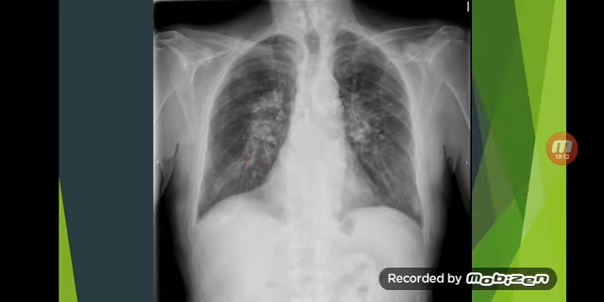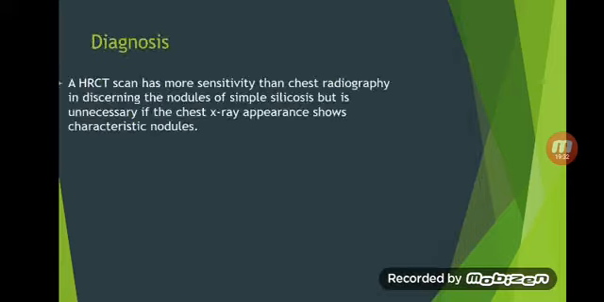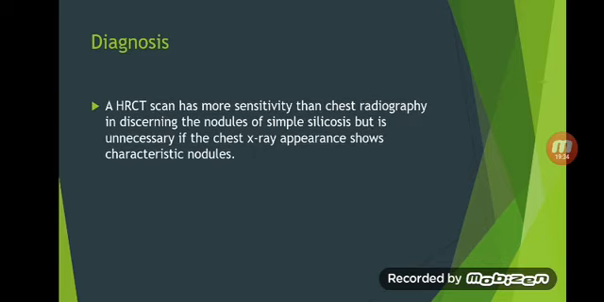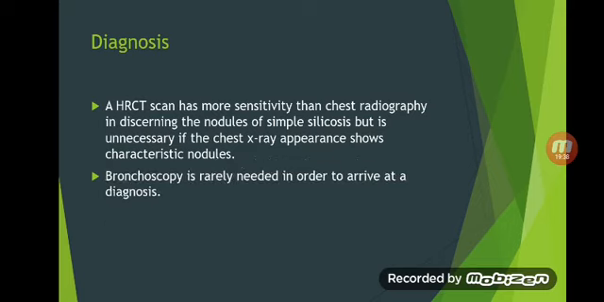Then we can do a high resolution CT, which is more sensitive than chest X-ray, and it's unnecessary if the chest X-ray appearance shows characteristic nodules. Rarely you need bronchoscopy in order to arrive at a diagnosis. So we do HRCT, and we may need bronchoscopy if we couldn't arrive at a diagnosis.